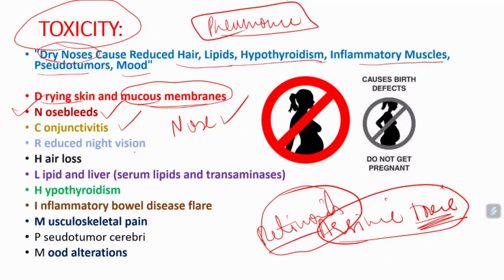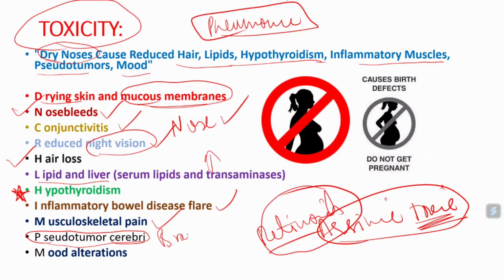It causes conjunctivitis. It causes night vision reduction, night blindness. It causes hair loss, alopecia. It causes lipid and liver enzyme elevation. Okay, serum lipids and liver enzymes will be elevated in the body. It causes hypothyroidism, very important. Inflammatory bowel disease, musculoskeletal pain, and pseudotumor cerebri. This is a tumor of the brain. Okay, actually pseudo brain tumor-like symptoms can be seen, and mood alterations can be seen with retinoids. So these are the different adverse effects associated with retinoids.